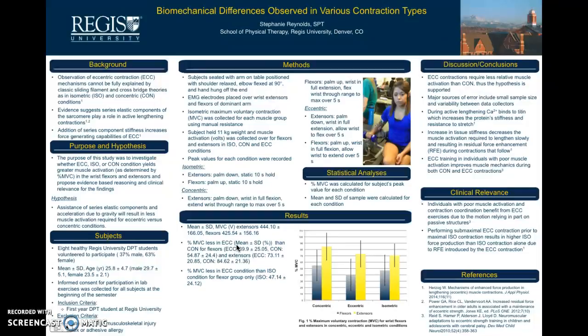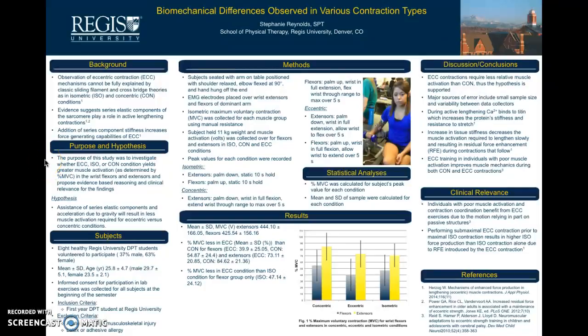So, the main purpose of this study was first to observe the muscle activation in two muscle groups during three different contraction types, and then further to propose some evidence based reasoning and clinical relevance or application for the findings. So our hypothesis was that eccentric contractions would require less muscle activation than concentric during isotonic conditions.